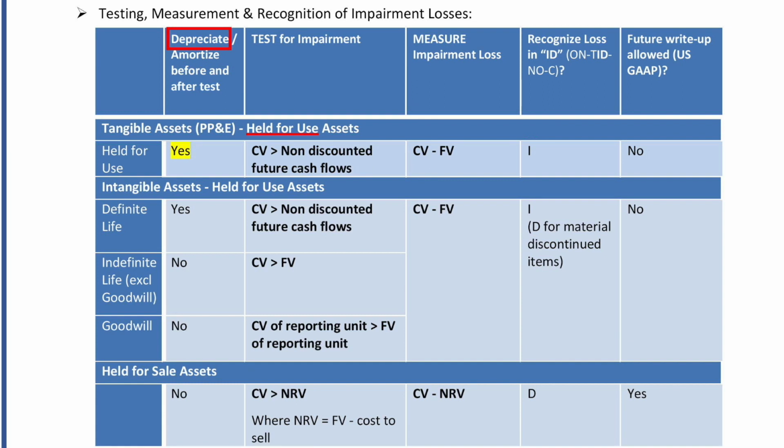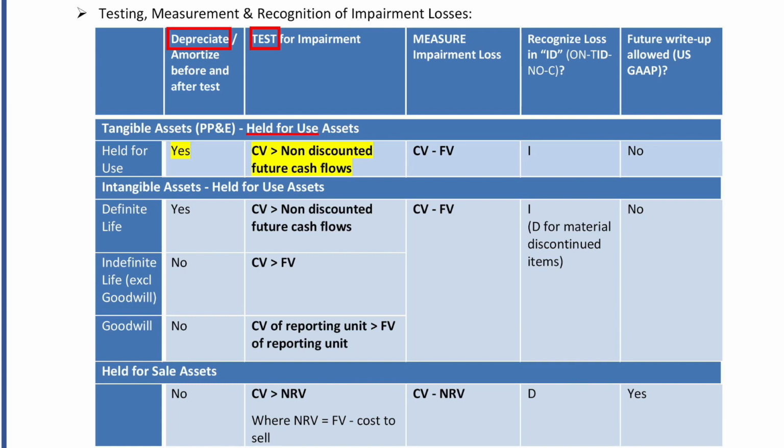And of course, the next column, put a box around test. So this is when you test for impairment. Now, very interestingly, on the test for impairment, you're comparing, highlight the carrying value with non-discounted future cash flows. And the asset is impaired only if the carrying value is greater than the non-discounted future cash flows.